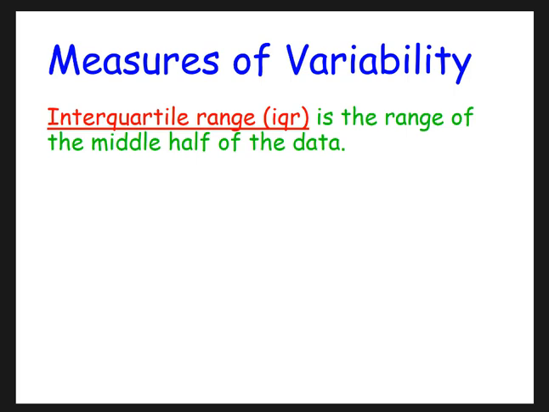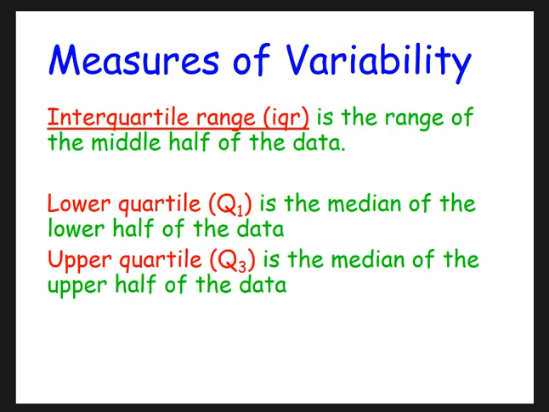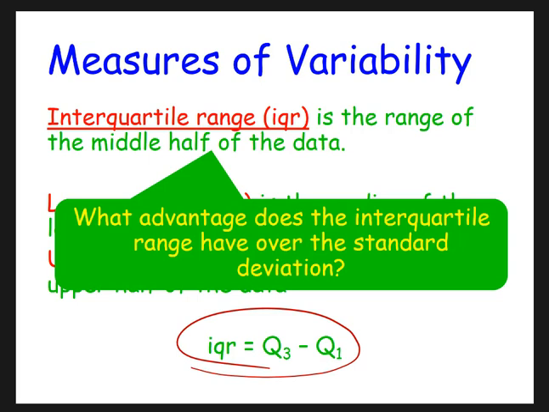Another measure of variability is called the interquartile range, or just IQR. It is the size, or the range, of the middle half of the data. To do that, we have to find quartiles. The lower quartile, or first quartile, is the median of the lower half of the data. We found the median that cut the data in half. Half was smaller. We take that smaller half and find the median of it. That is the first quartile. The upper quartile is the median of the upper half of the data. We take that half that's larger than the median, and we find the middle of that set. That's the third quartile. Interquartile range is Q3 minus Q1.